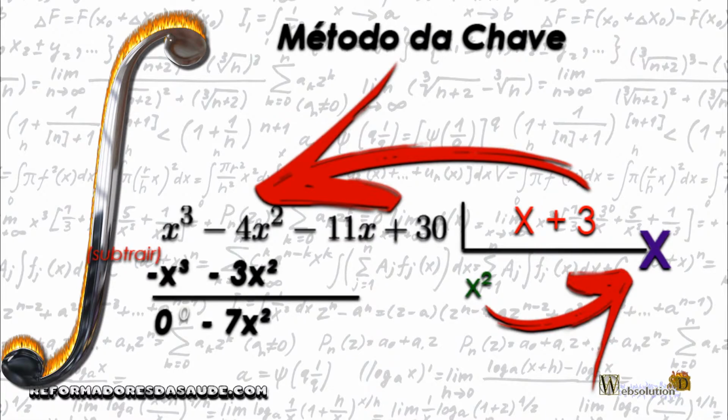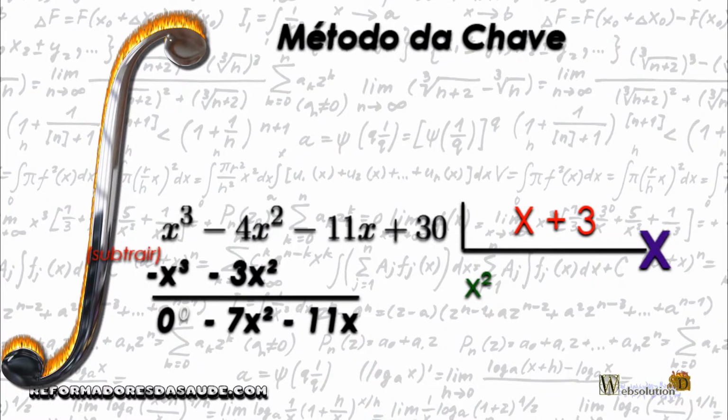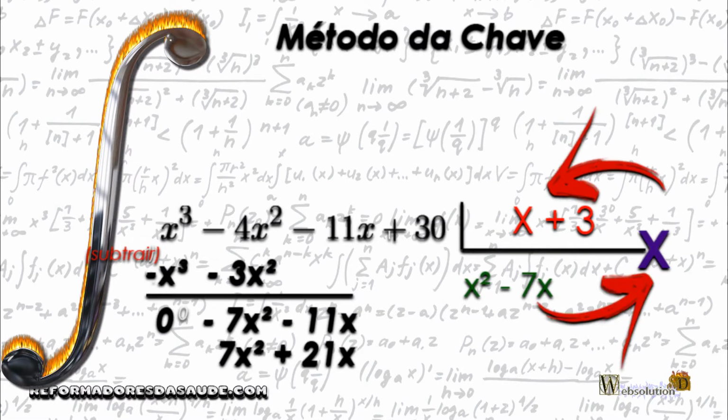Now let's bring down the minus 11x, getting minus 7x squared minus 11x to divide by x plus 3. Now let's take the minus 7x squared and divide by x, the divisor, which equals minus 7x. Now we are going to multiply the minus 7x by x and by 3 and put the results under the minus 7x squared and 11x. Look. Minus 7x of the quotient times x equals minus 7x squared. The minus with minus gives plus, so we get plus 7x squared, the result.